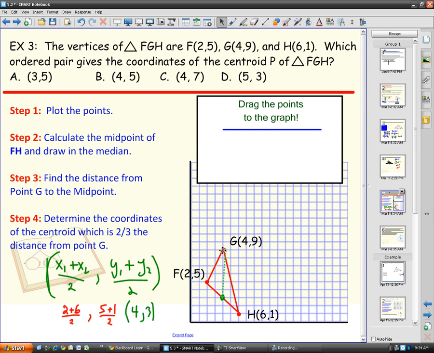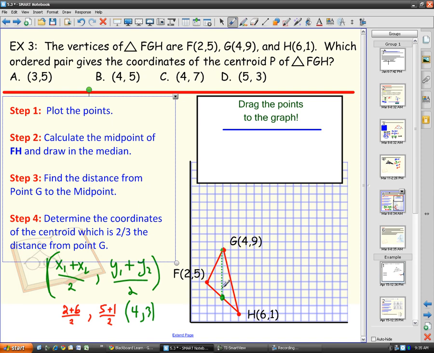Now, if this green line that I just drew in here wasn't a nice vertical line like it is, I would have to use the distance formula to find the length of that line. But since this line is a nice little vertical line, to find the distance to point G, I can just count. 1, 2, 3, 4, 5, 6. So the distance from G to the midpoint is 6 units.